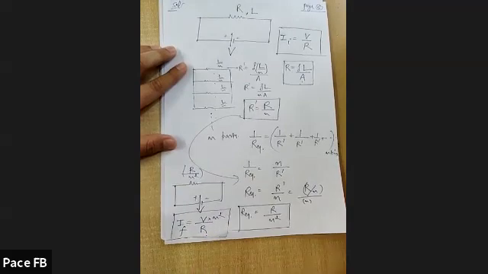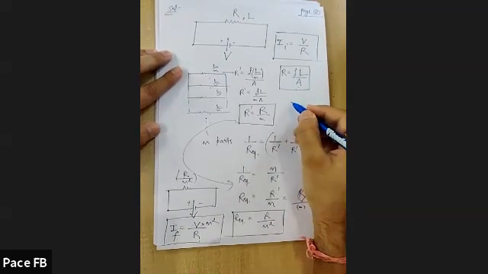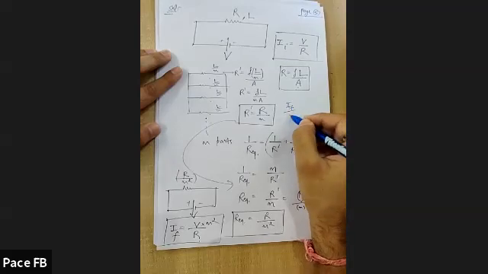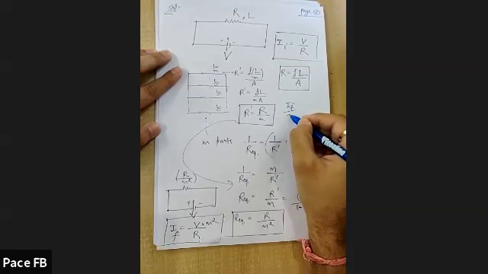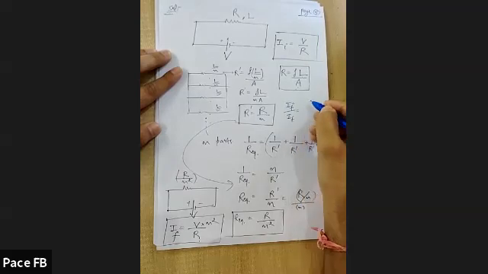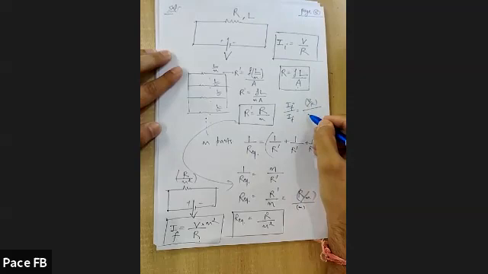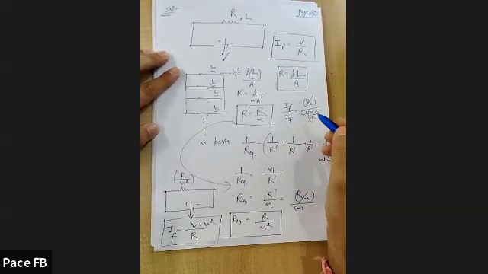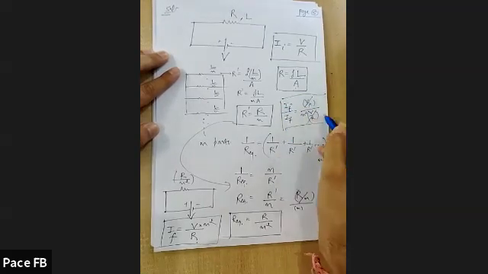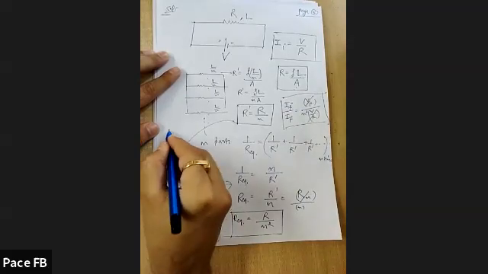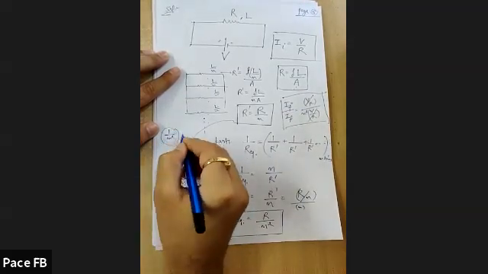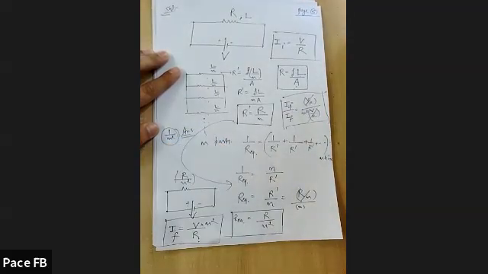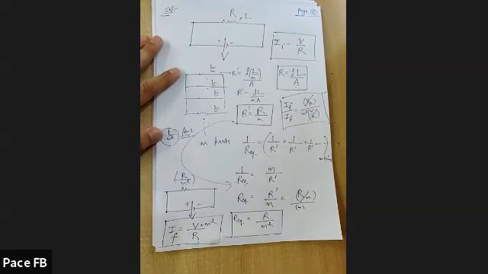And now you can take the ratio. So what would be the ratio? I initial upon I final. I initial is V by R, upon the final one, which is N square V by R. So V by R cancels out. So the answer is 1 upon N square. This would be the answer. Clear? Okay.